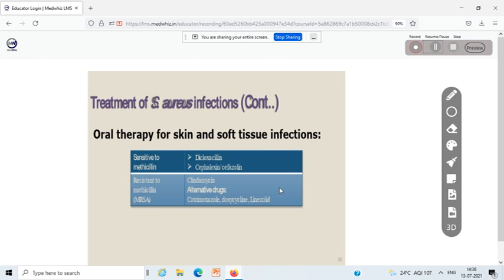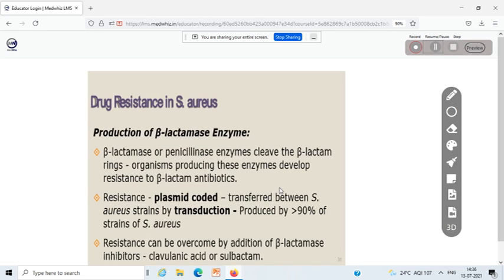Oral therapy for skin and soft tissue infections: if they are still sensitive to methicillin, you can give dicloxacillin or cephalexin or cefazolin. If they are MRSA, then you have to try clindamycin. And if it still doesn't work, you have cotrimoxazole, doxycycline, and linezolid.